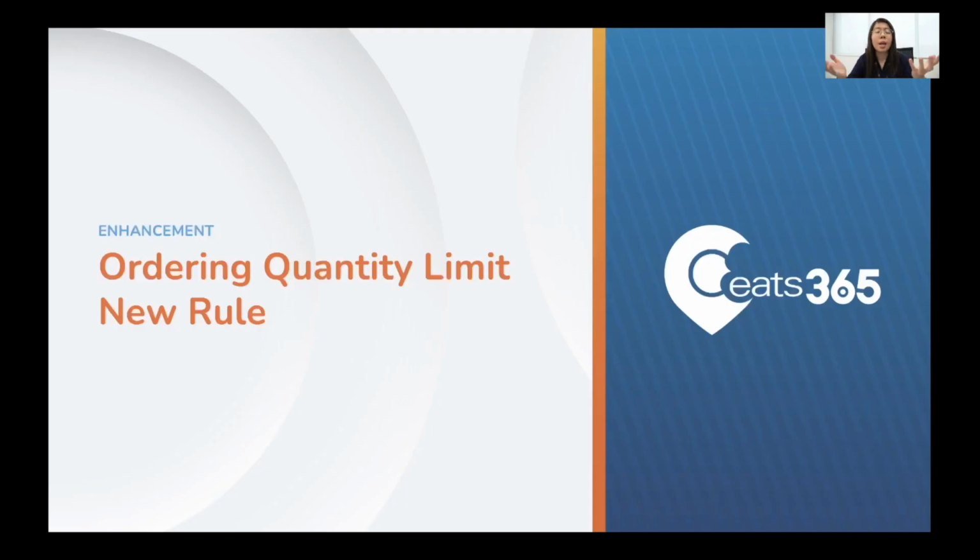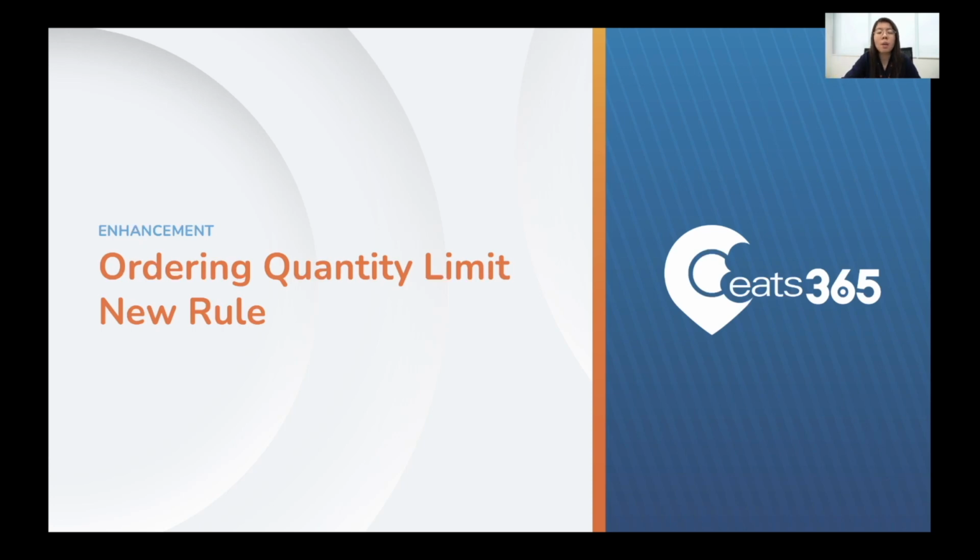The last update I have for you guys is regarding the ordering quantity limit. We have added a new rule called restricted quantity per person this round. For this rule, basically it allows you to set a restriction like everyone at the table has to order at least one item A. It is also useful for all-you-can-eat restaurants if you want to make sure that your staff punch in the correct number of prices for the number of packs you have at the table.